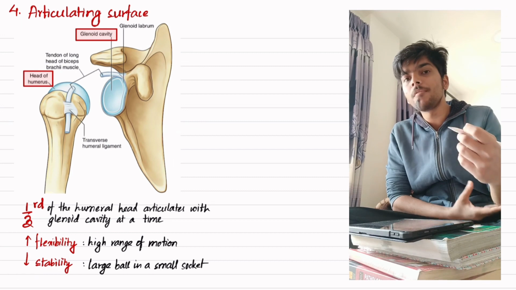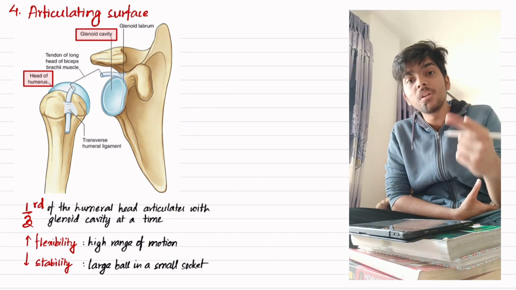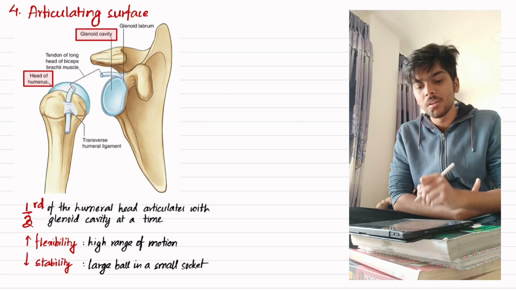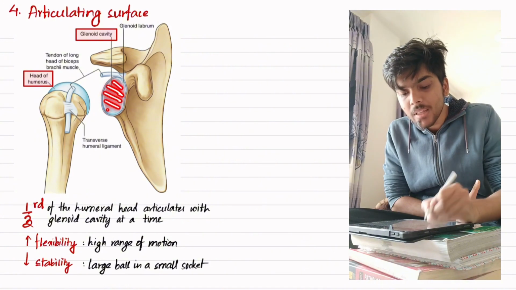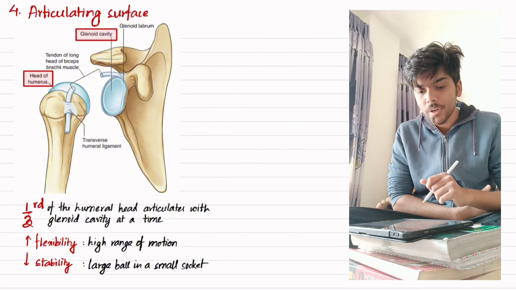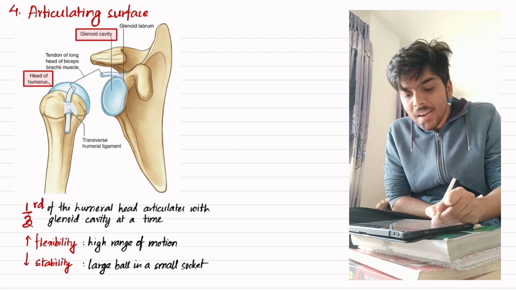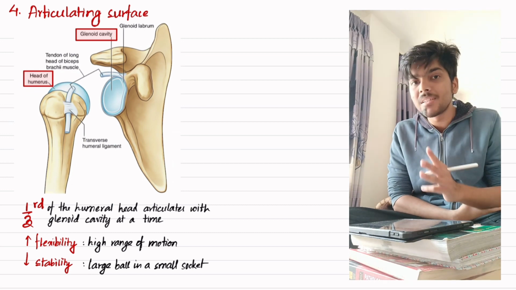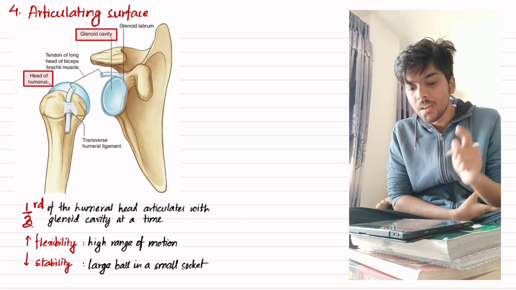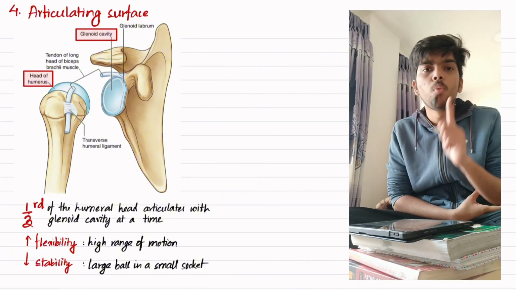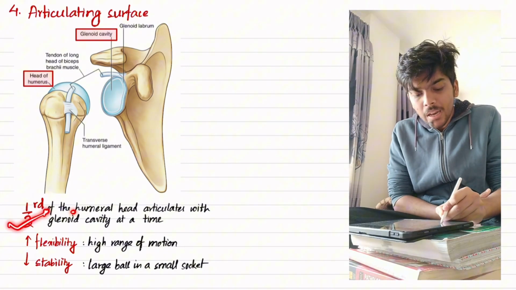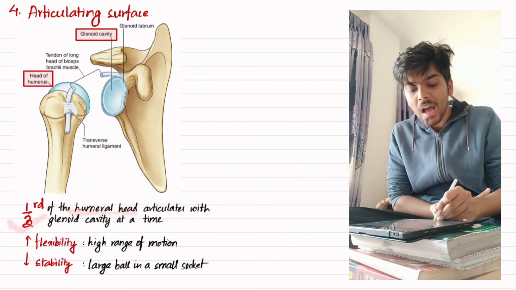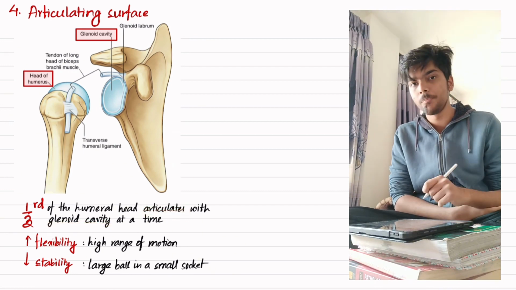So the articulating surfaces of the ball and socket joint, or the glenohumeral joint, are the head of the humerus that forms the ball, and the glenoid cavity of scapula that forms the socket. If you divide the head of the humerus into three parts, out of those three parts, one part is attached with the glenoid cavity at one time. So 1/3 of the humeral head articulates with the glenoid cavity at one time.